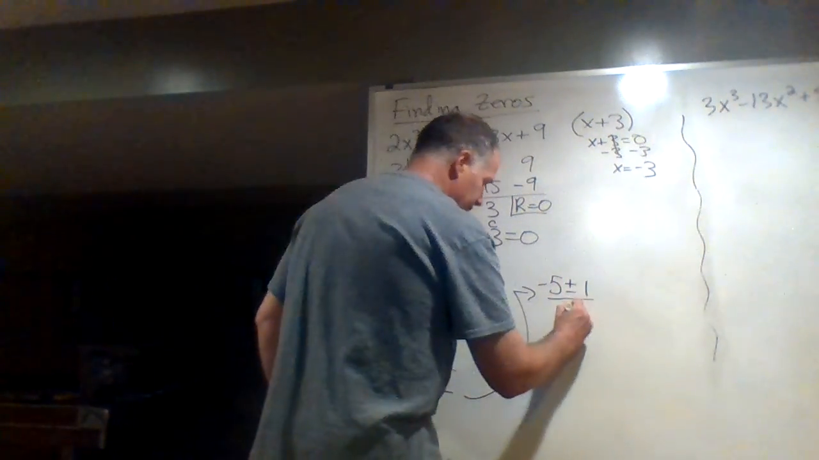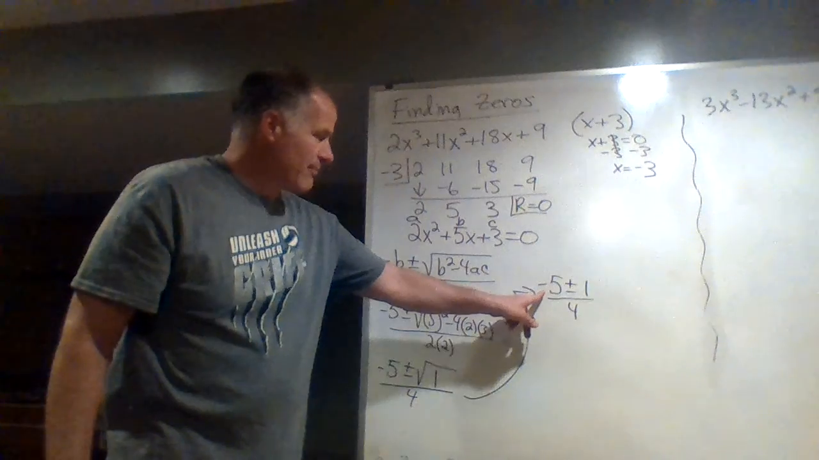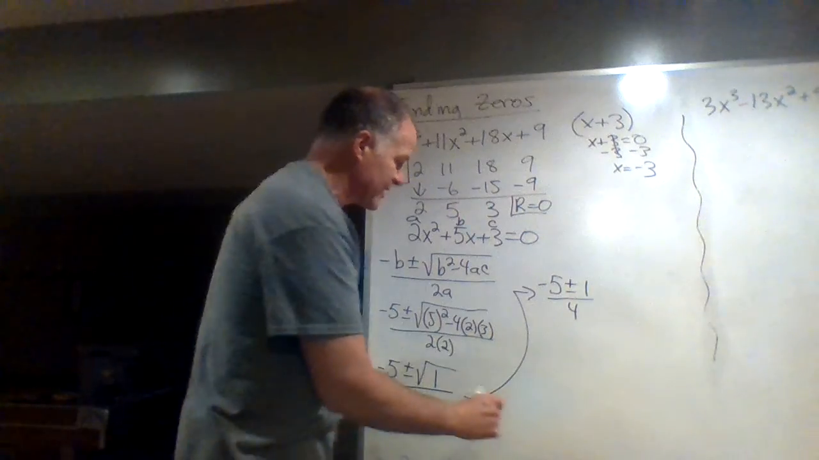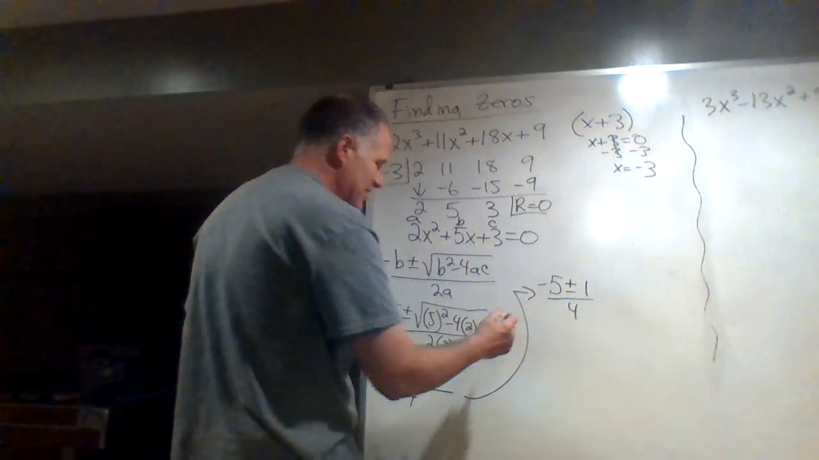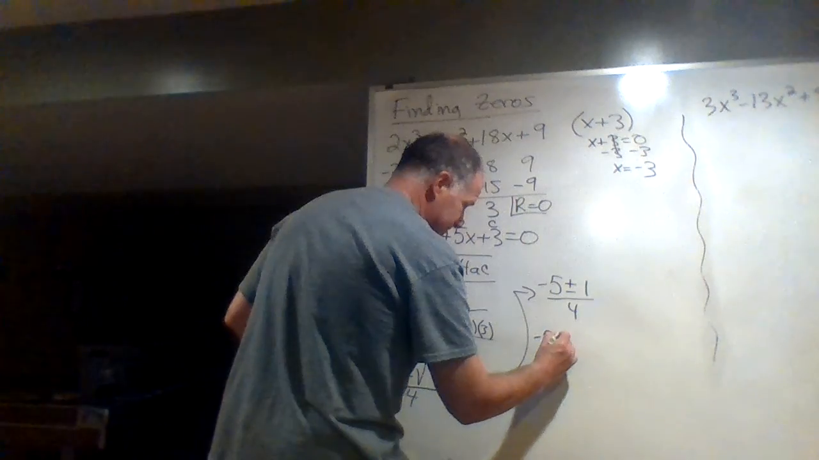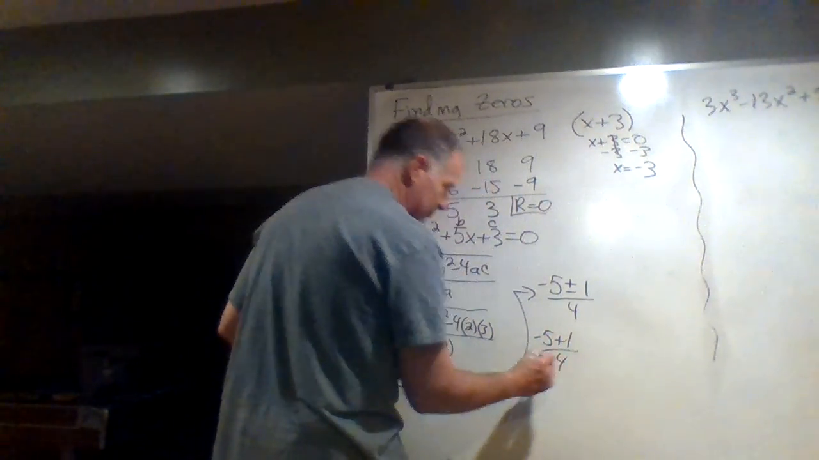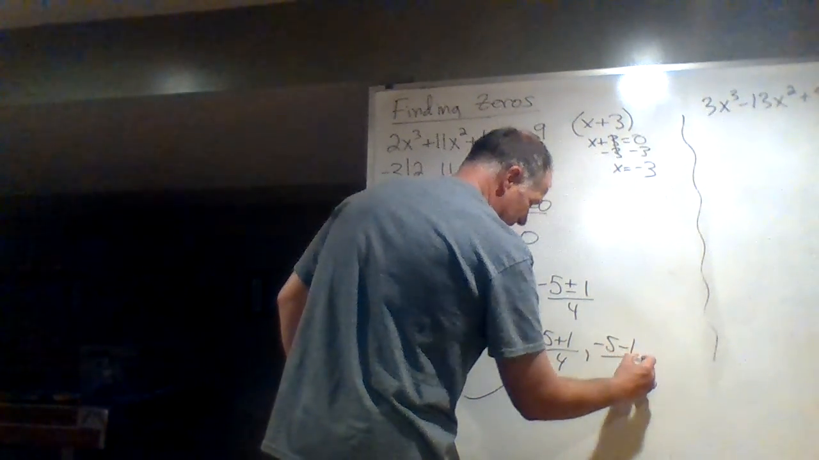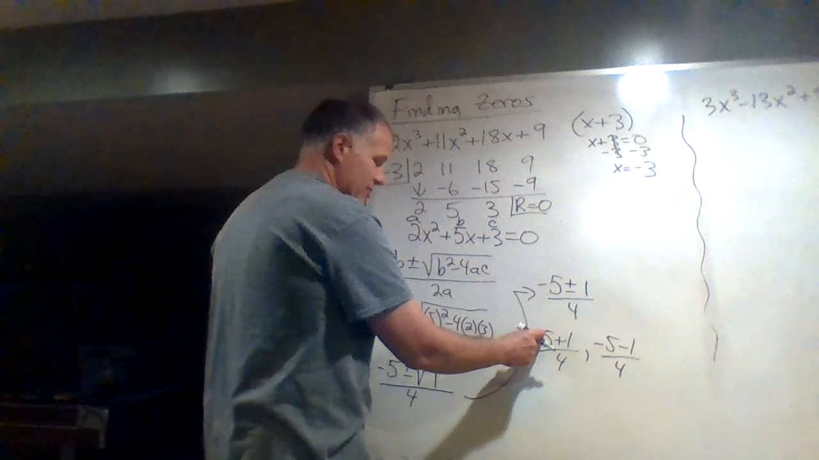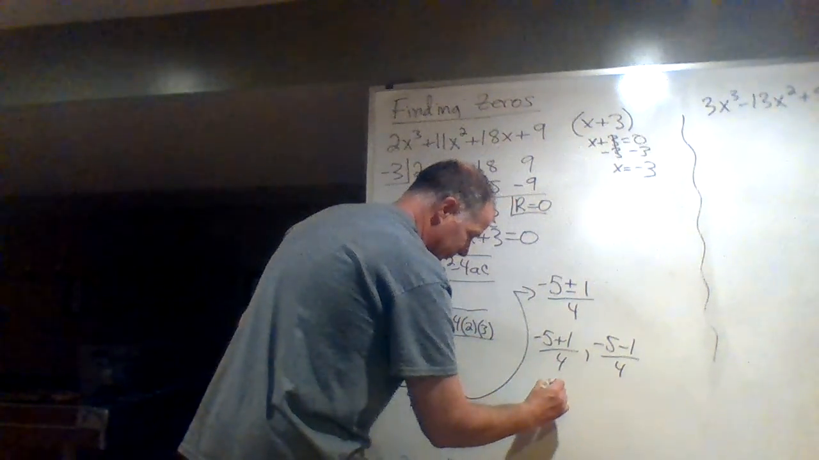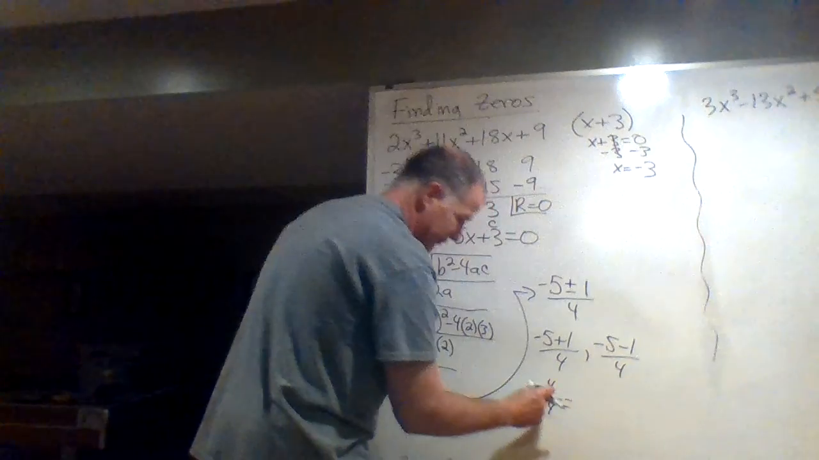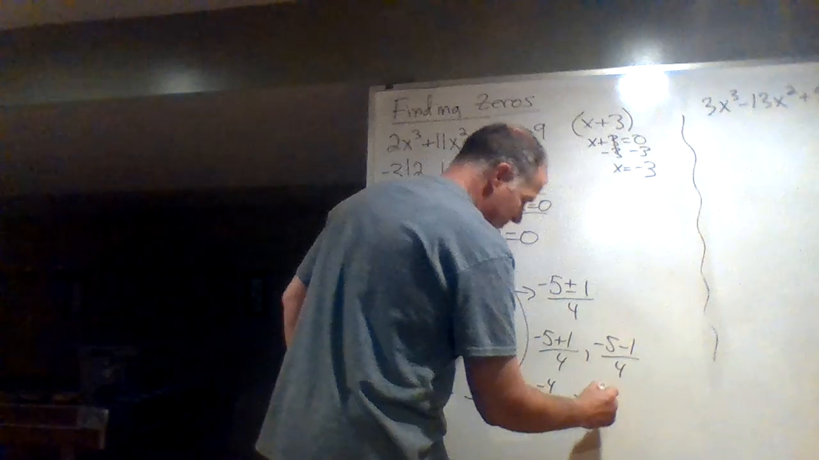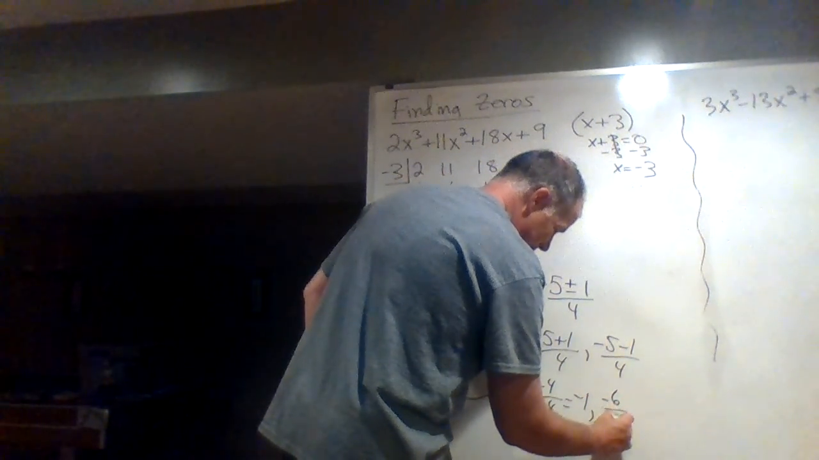All over 4. Now, remember, because that is a perfect square, I can separate this. Now, I know some of this was extra credit for some of you, but remember, I separate the -5 with a +1. I separate the -5 with a -1. So -5 plus 1 is a -4. -4 over 4 is a -1. Okay, -5 minus 1 is a -6 over 4.